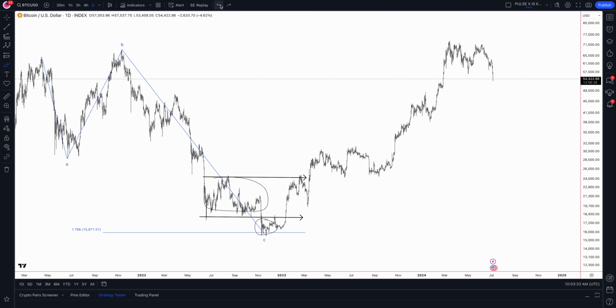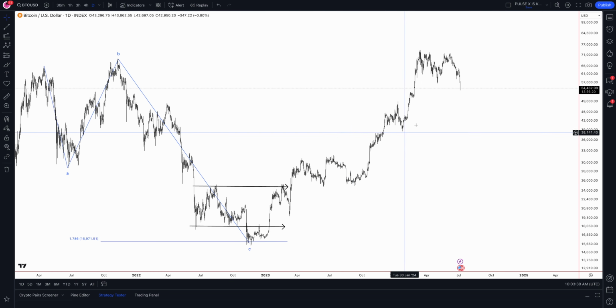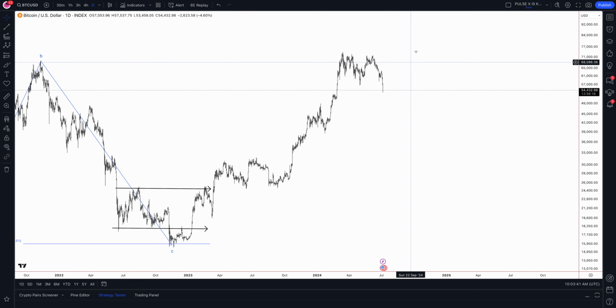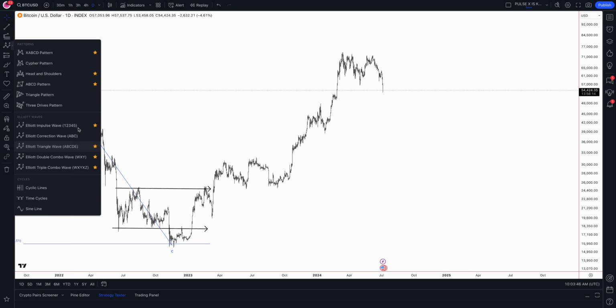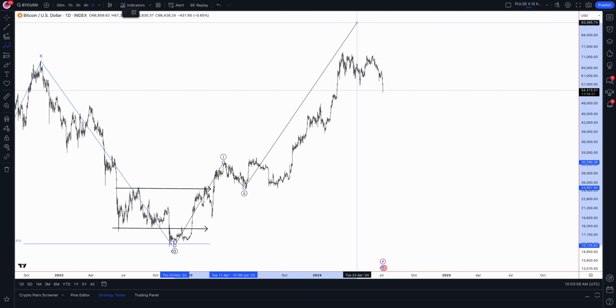So your Wyckoff accumulation marked the lows, your 3-3-5 ABC structure, and then we started our 5-wave move to the upside. Now it looks like we haven't completed our 5th wave yet, right? So this over here would be your wave 1. You then have your WXY correction for your wave 2, and then you have your 1-2 structure for the Elliott wave theory.